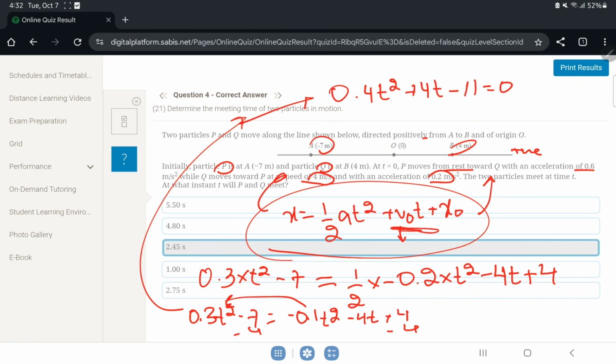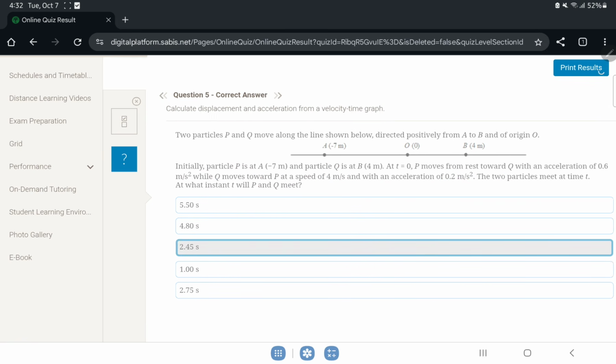You will get two values. When you do mod 5-3, you will get a negative value and you will get a positive value, which will be equal to 2.45. Neglect the negative value because time cannot be negative.